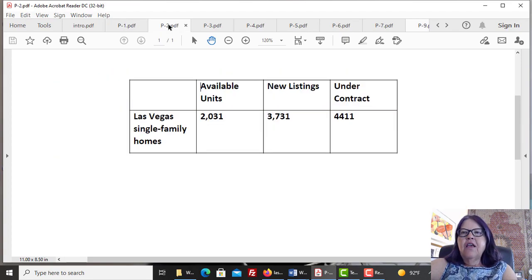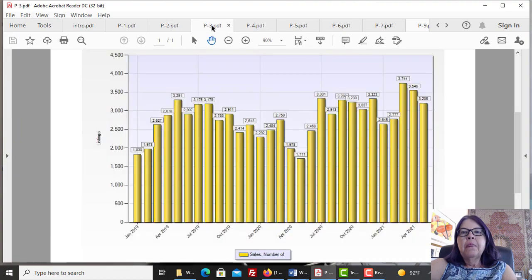The active listing inventory of single-family houses at the beginning of June stands at 2,031, while 3,731 home listings have been added in May, and 4,411 are currently under contract. However, home sales have dropped to 3,205 units, which are 341 less than last month, and it is not unusual, as the same thing happened in 2019. However, this time around, excessively overpriced units and lack of listing inventory are to blame.